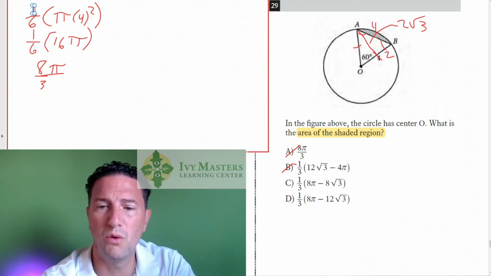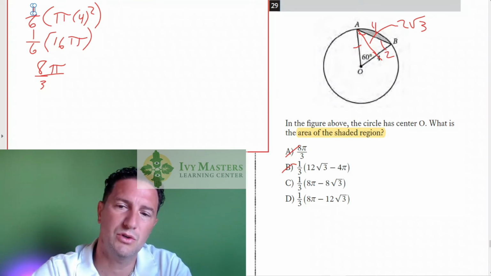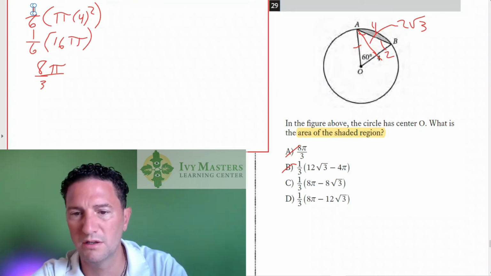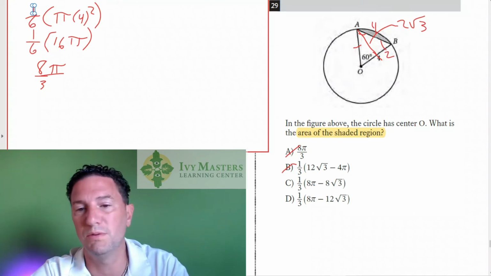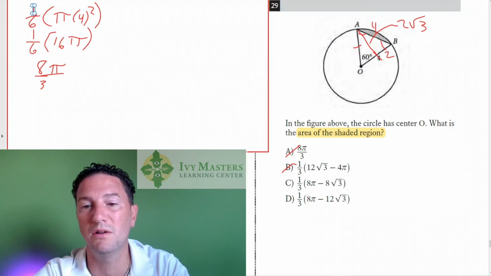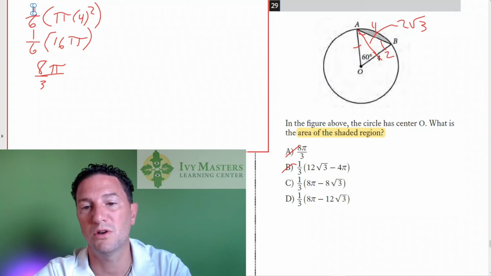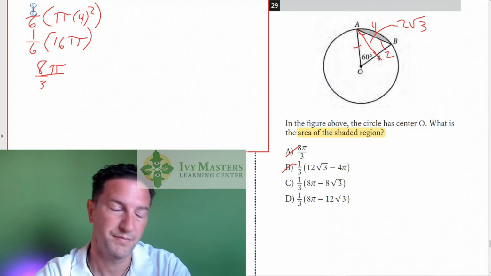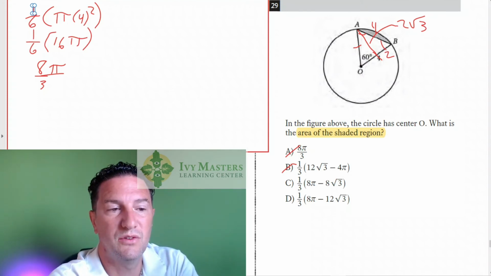2 squared is 4, 4 squared is 16, and 2 squared plus b squared equals 4 squared. So 4 plus b squared equals 16. Subtract 4 from both sides, you get b squared equals 12. Take the square root of both sides and you get the square root of 12, which is the square root of 4 times the square root of 3, which is 2 root 3. So that altitude is 2 root 3.